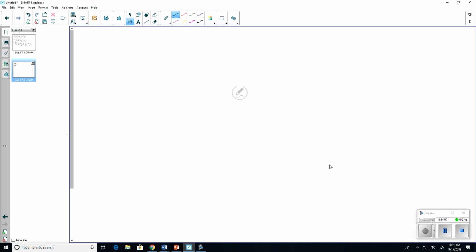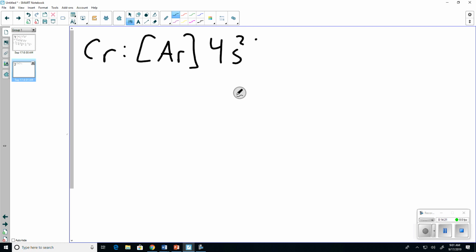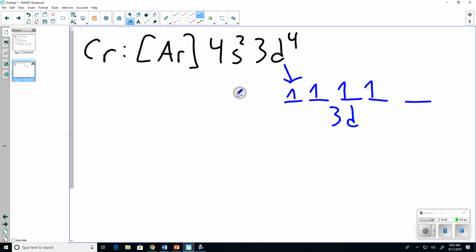So if I do the shorthand notation for chromium, in Chem 1 we would have told you to read it like a book. Argon 4s2, 3d4. This is what we would have told you in Chem 1. That means I have a full 4s and 4 out of 10 full in the d. I mean, think about it, that d, if I did orbital notation for it, would be like this.